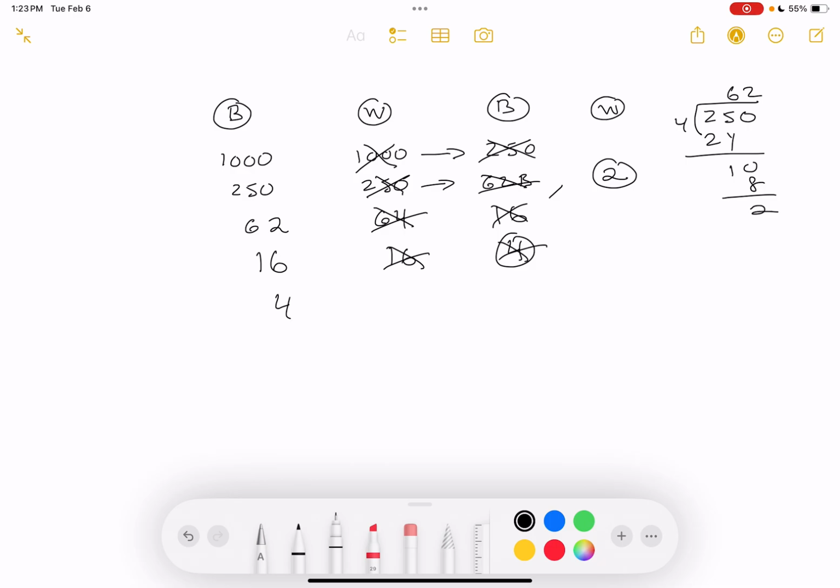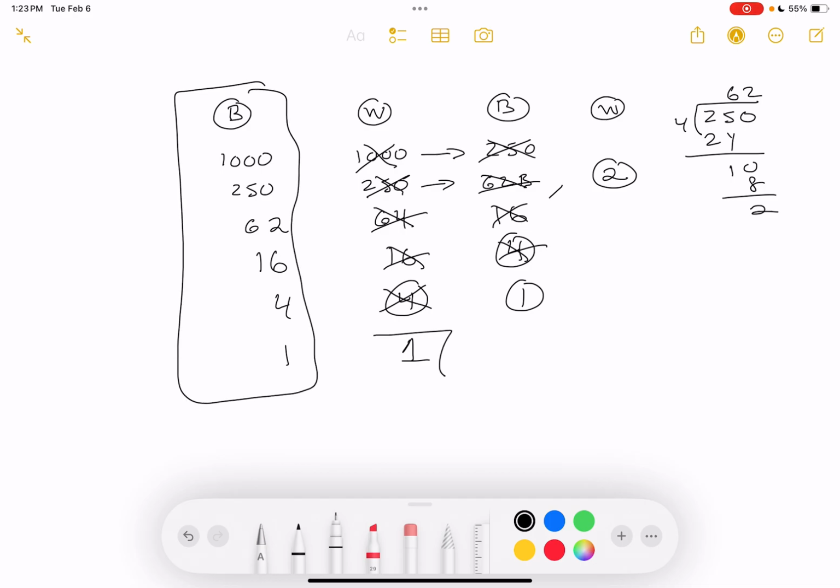Let's see what we got over here. From the 4 wrappers, I'm going to get 1 bar. Again, this is going to be 1 bar, but there's 1 wrapper left over. All right? So at the very end of this, this is the number of bars I have. But again, there's 1 wrapper left now. I have 1 wrapper from that last bar.